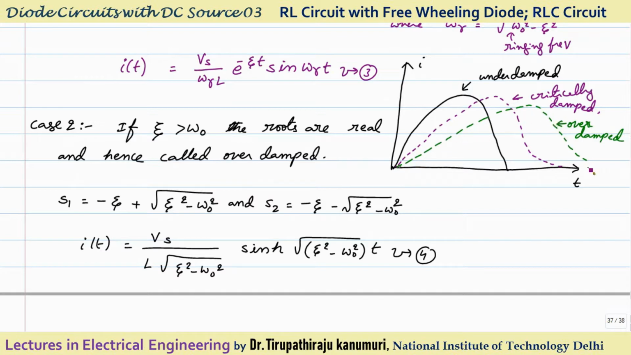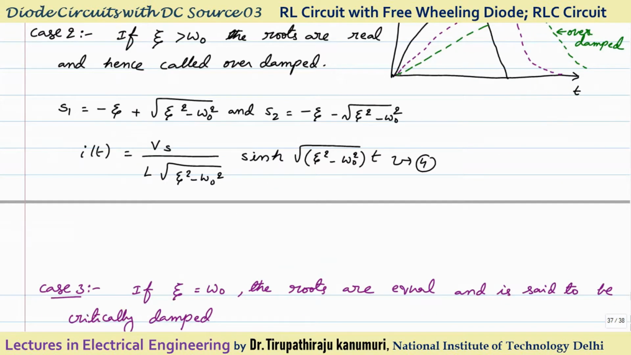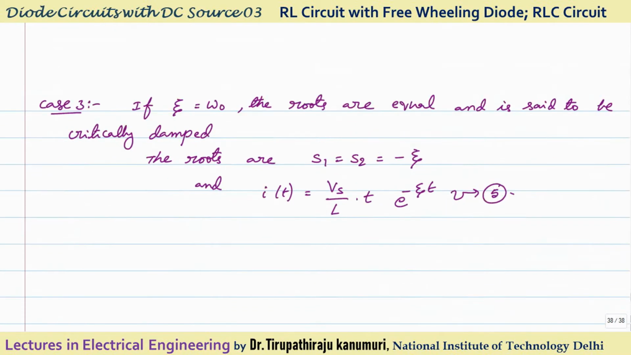So it will not have the continued oscillations and it will take so much time to reach the peak, and again it will go on gradually decaying. When compared to the remaining two cases, it will take more time. That's why it is called as overdamped.